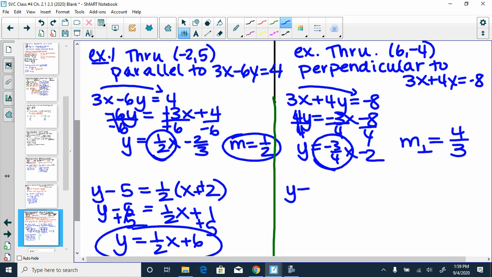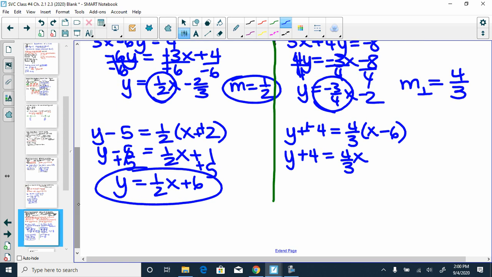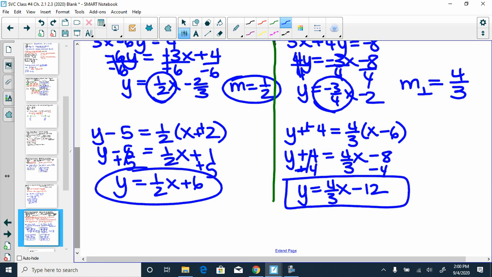Once you have that, then you can do y minus the y equals, now the slope 4/3, times x minus 6. Distribute 4/3. This is the first time you had to distribute a fraction. 4/3 times x is 4/3 x. 4/3 times -6 is -8. Subtract 4 from both sides. You end up with y equals 4/3 x minus 12. Voila. A little bit more detailed, which is why that is the last part of this section.